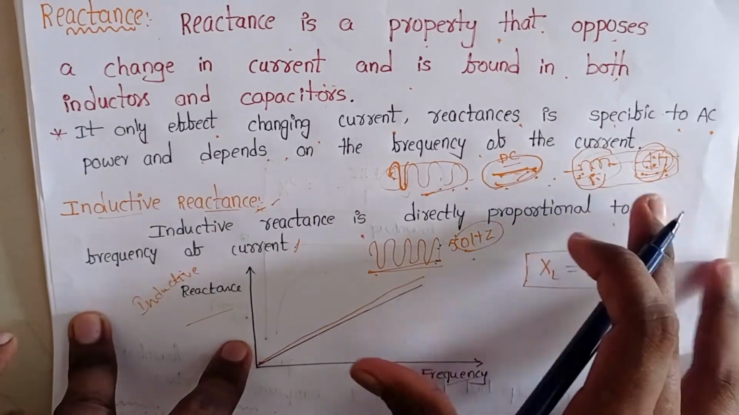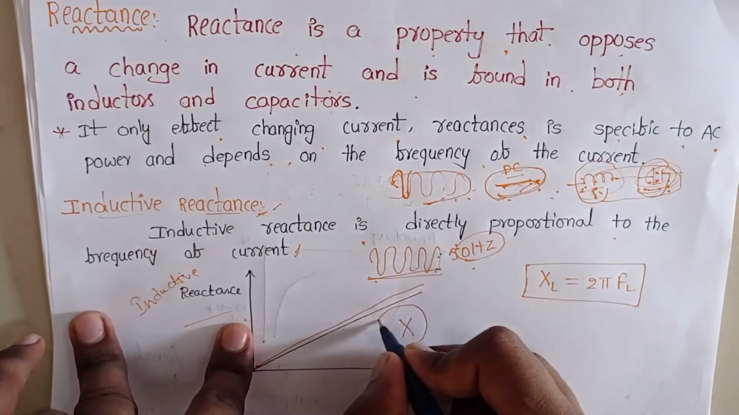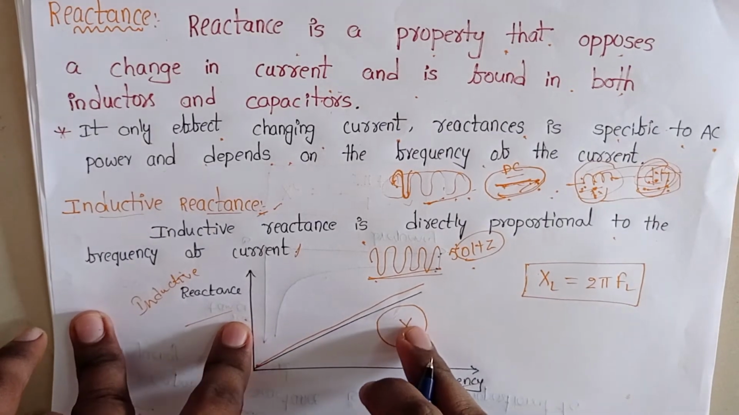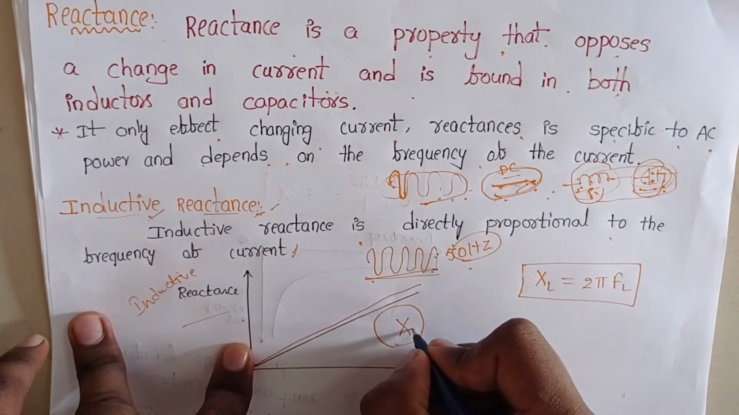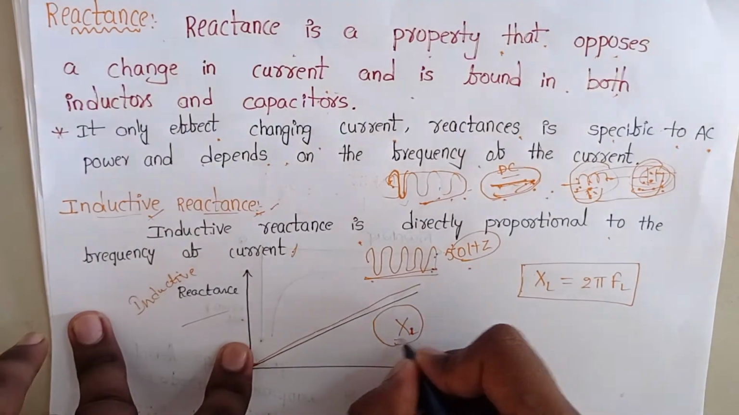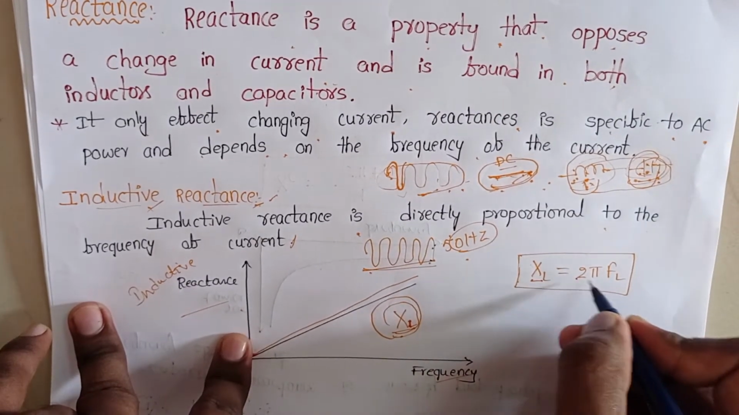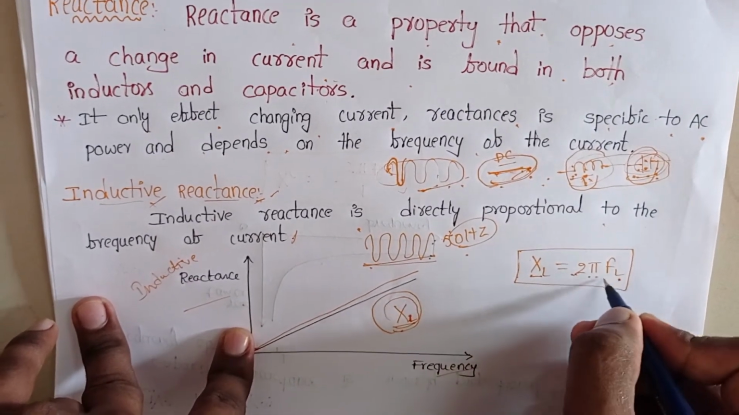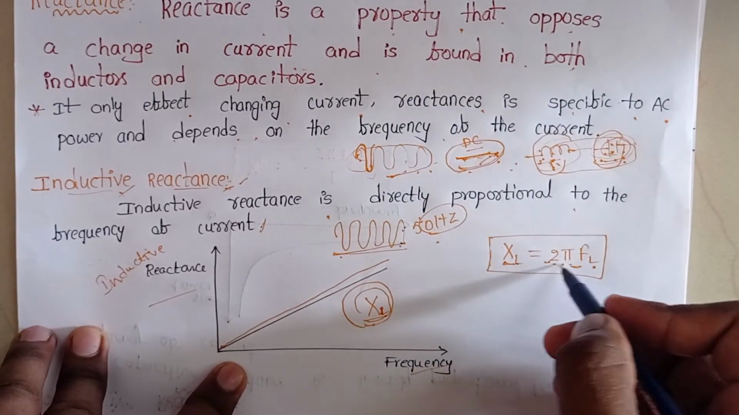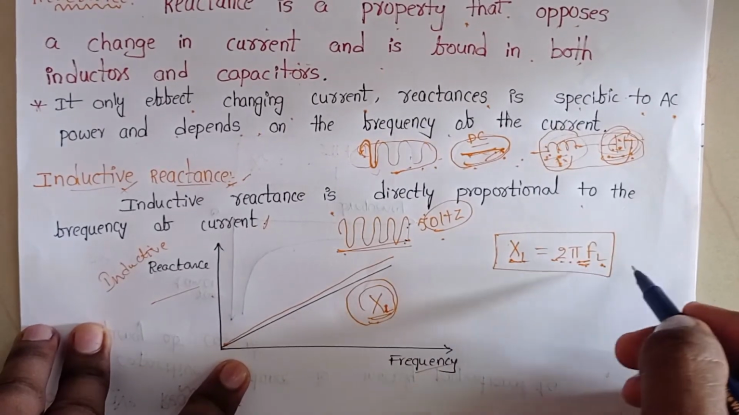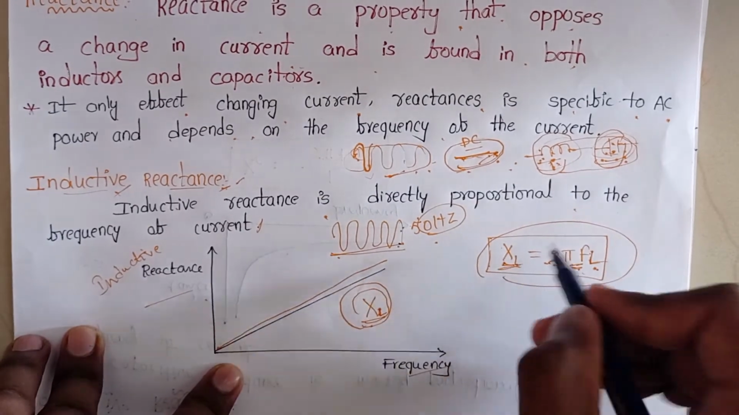Here one more point is there. Reactance is always denoted by X. Remember, reactance is always denoted by X. In the case of inductive reactance, we put the suffix L. XL is inductive reactance. XL equals 2 pi FL. F is the frequency of the current, L is the inductance. This is the formula for finding the inductive reactance.